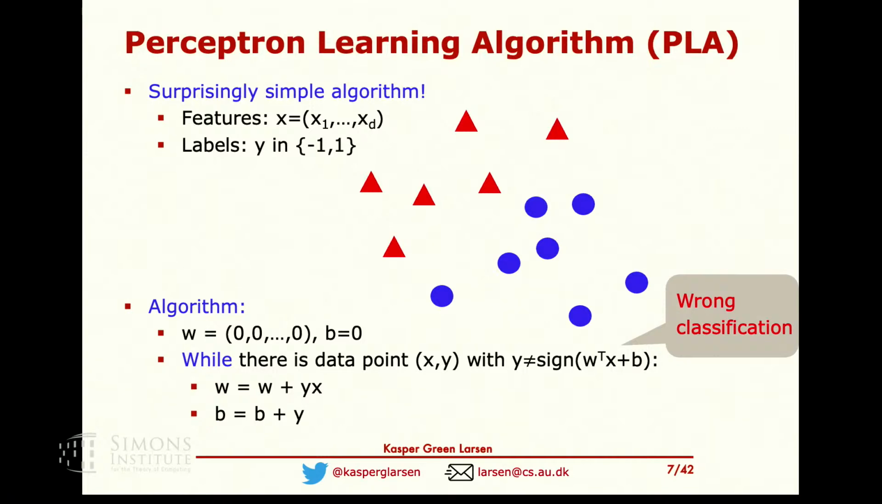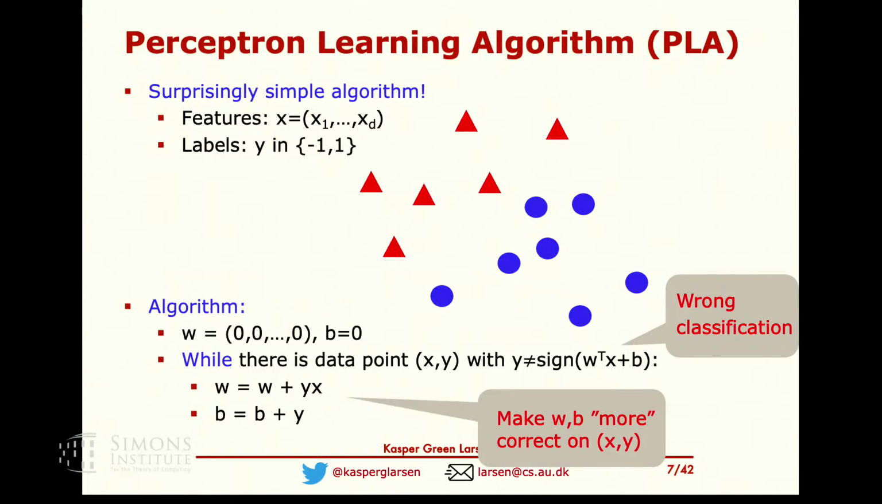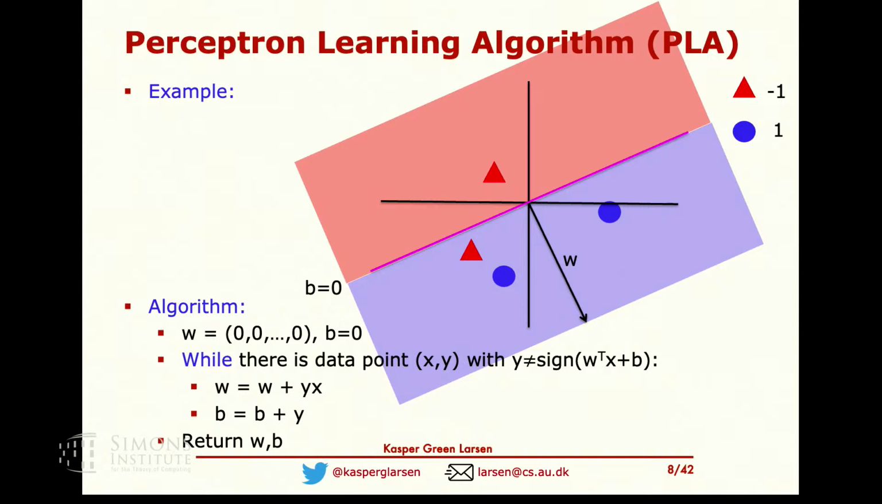Right? So the intuition for this step is that you're going to make your model more correct on this misclassified data point in some sense. And then when there are no more points that are misclassified, you return the model that you found. So in a picture, if you're in some iteration, maybe your bias is currently 0, you have this vector w here, you look for a point that's misclassified. In this case, this point up here is misclassified.